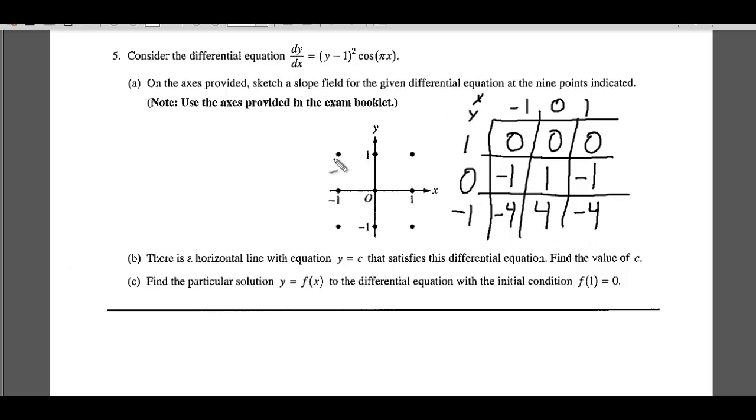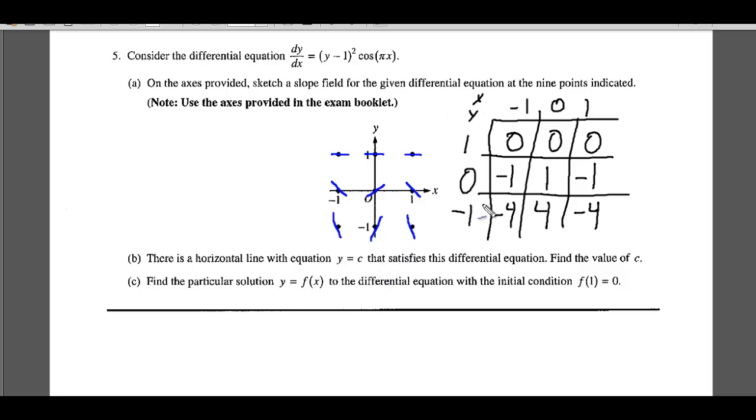So for y of 1, we could plot these and sketch these. Slope of 0, slope of 0, slope of 0. For y of 0, we have a slope of -1, positive 1, -1. And at -1, we have -4, positive 4, -4.